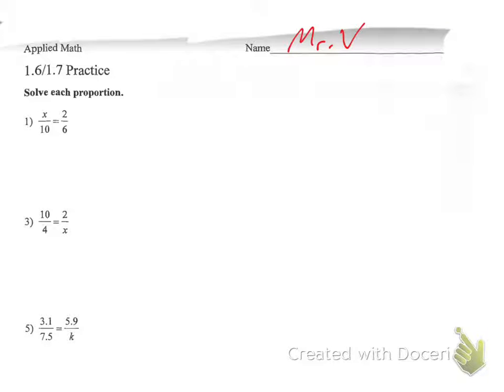All right, so for the first one here, when we see two proportions or two fractions equal to each other, we cross multiply. So I'll do the x times 6, and that gives me 6x. And that's going to set that equal to 10 times 2, which is 20. So I'm going to divide each side by 6. And that's going to give me 3.33.